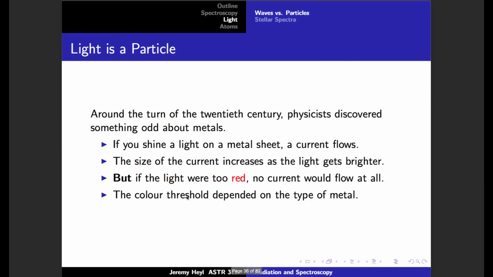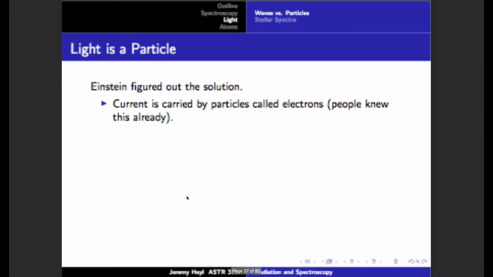So why is that a puzzle? This threshold of color depended on the type of metal. Light is always delivering energy. If light is a wave, imagine light is a wave, and I make it red light, the wavelength of the light is larger, but I can turn up the intensity and deliver the same amount of energy to the metal. So surely a current should flow, but it doesn't. And this color depended on the type of metal.